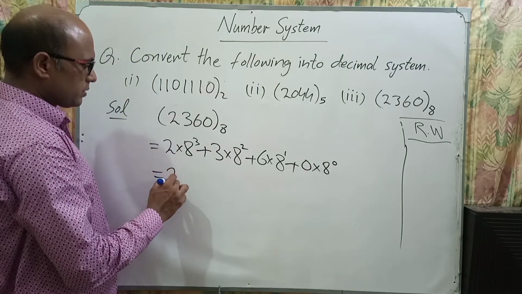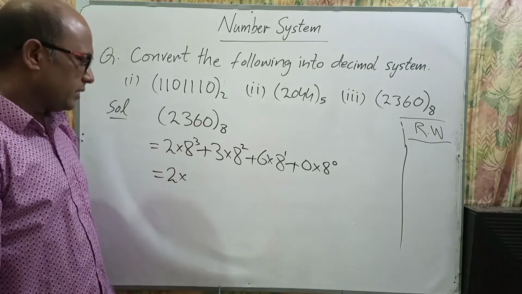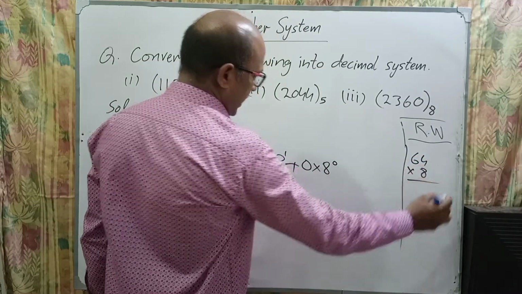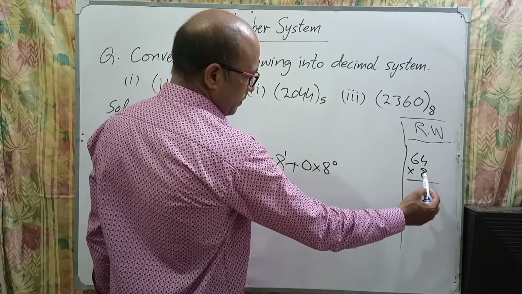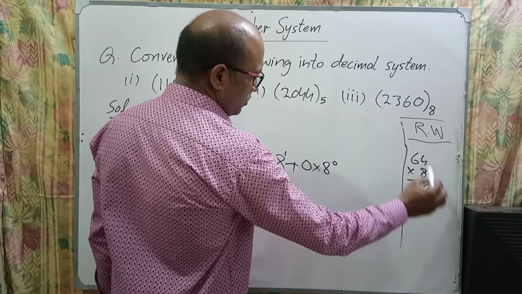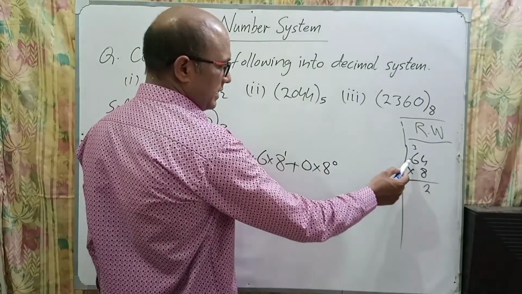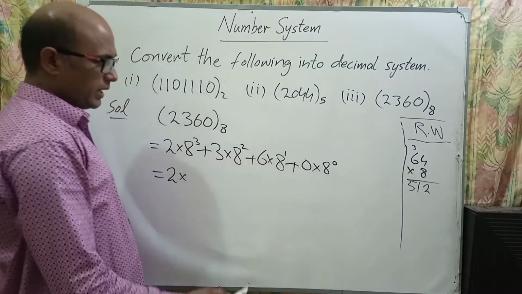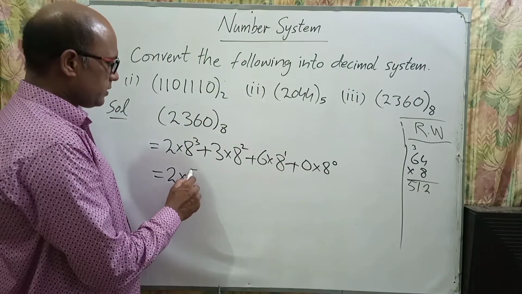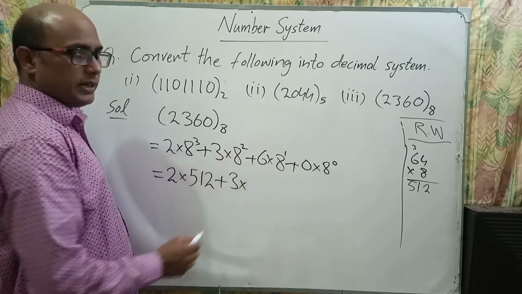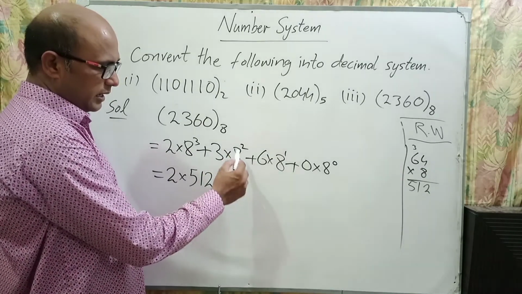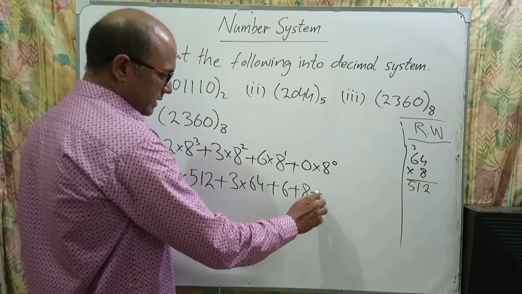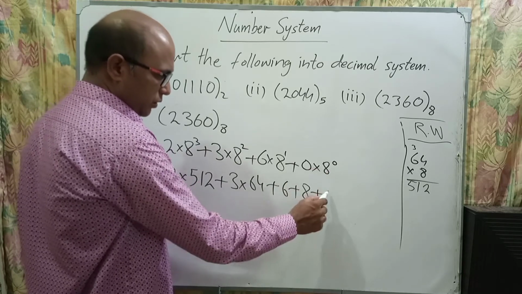Now 2 multiplied by 8 power 3, we'll calculate them in the rough work. 8 8s are 64 and 64 8s are, we'll get by multiplying. 8 4s are 32, 3 carry over. 8 6s are 48 plus 3 will become 51. So we'll get 512 plus 3 multiplied by 8 power 2 means 8 8s are 64, plus 6 multiplied by 8 power 1 is 8, and 0 multiplied by 8 power 0 is 0.